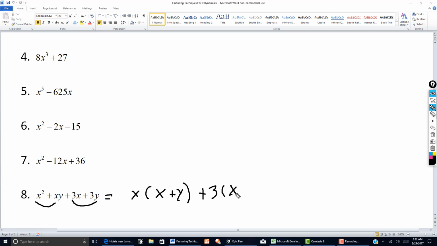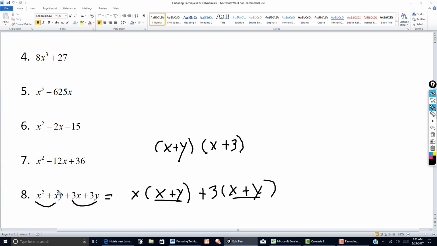Okay. Now you can look at this as a binomial. You look at this as one term and this is one term, and you notice that they have a common factor of x plus y. So I take the common factor of x plus y out, and that leaves you with x plus 3. Okay, so if I were to multiply this out, then I would get the expression that I have on the left side.